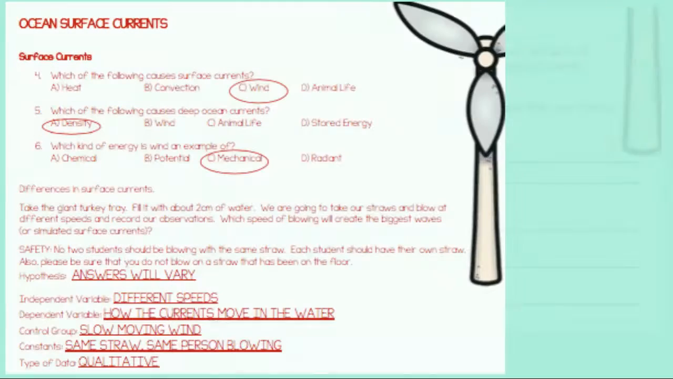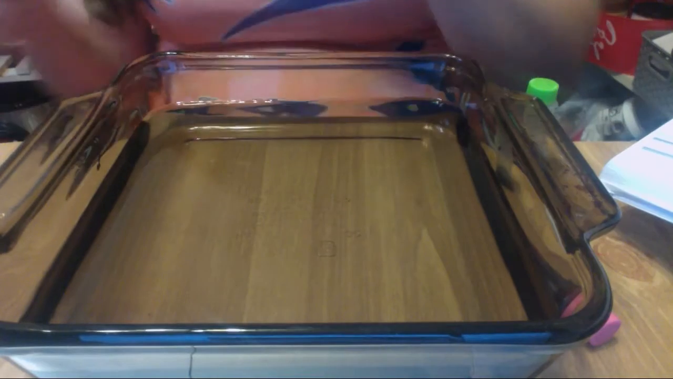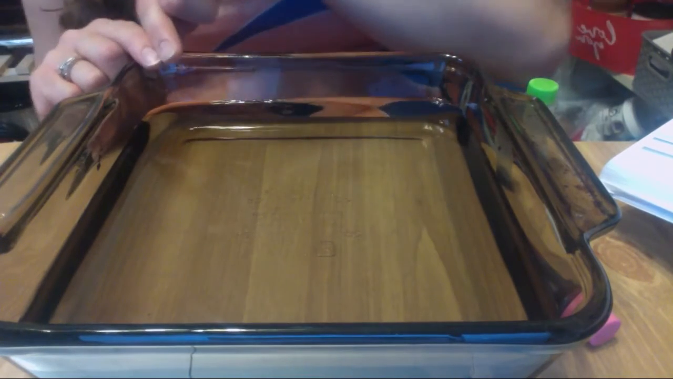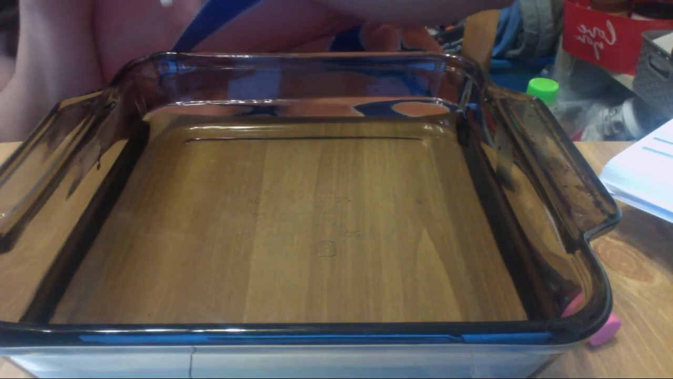So let's move along. These are the answer key, by the way. Pause if you need to get any of those answers again. Let's start with blowing hard. So I have my tray, I have my thing. When we're doing this, we want to blow from one corner to the other. So this is blowing hard. Ready? 3, 2, 1.